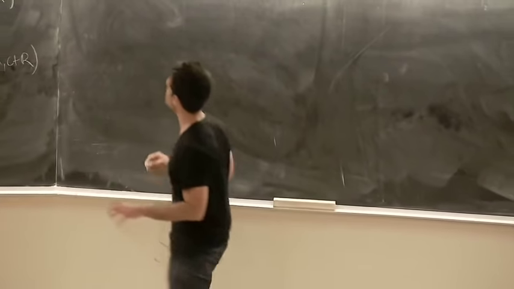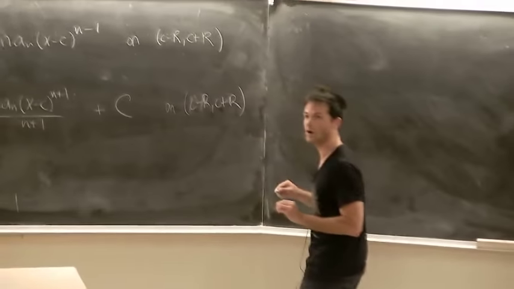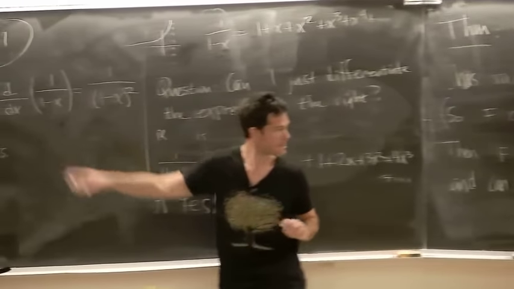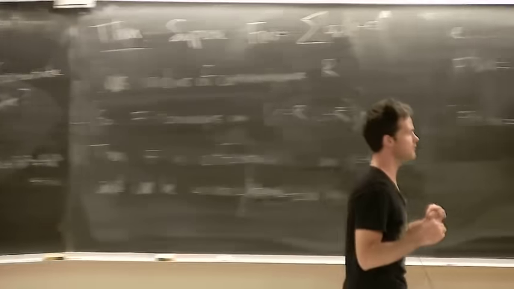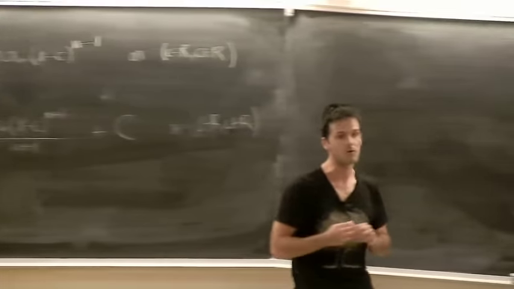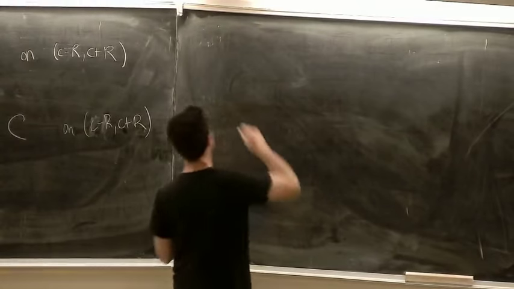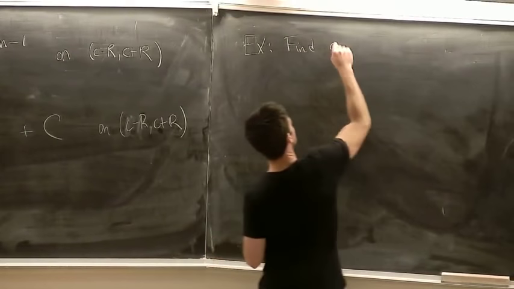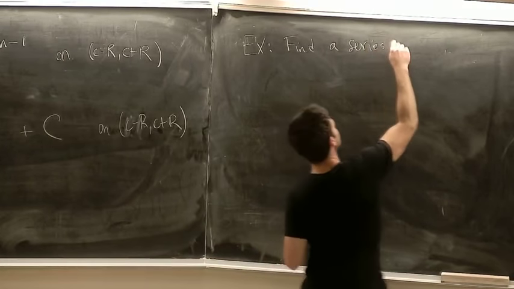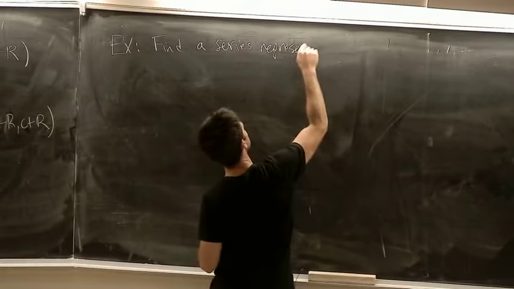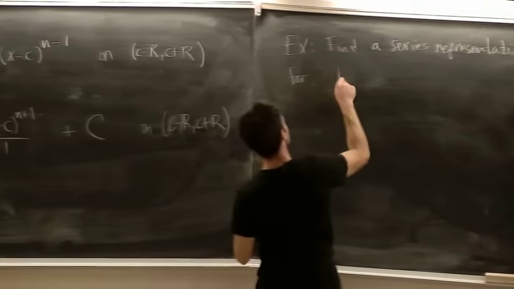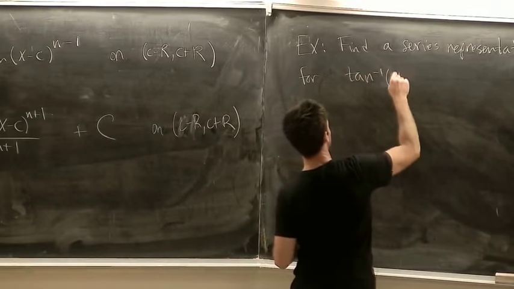I was doing those examples before of ways I could play around with the geometric series formula. I erased them off the board already, but let me do one more. So here's the example: find a series representation for tan inverse of x.